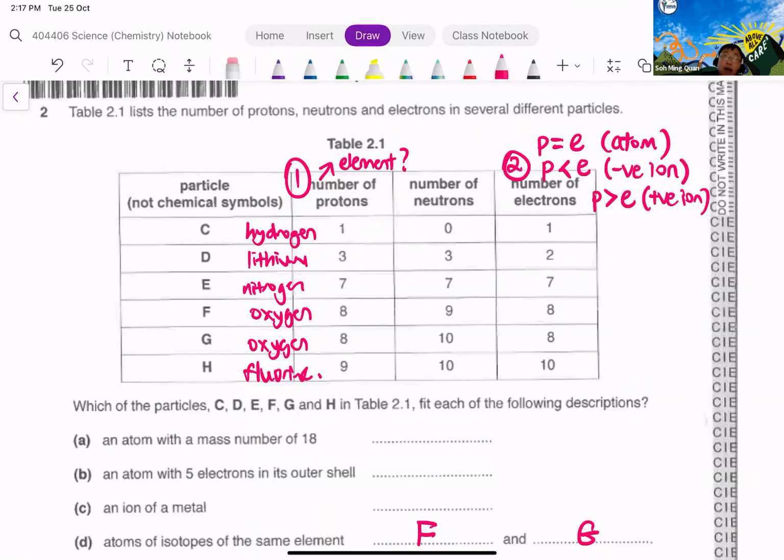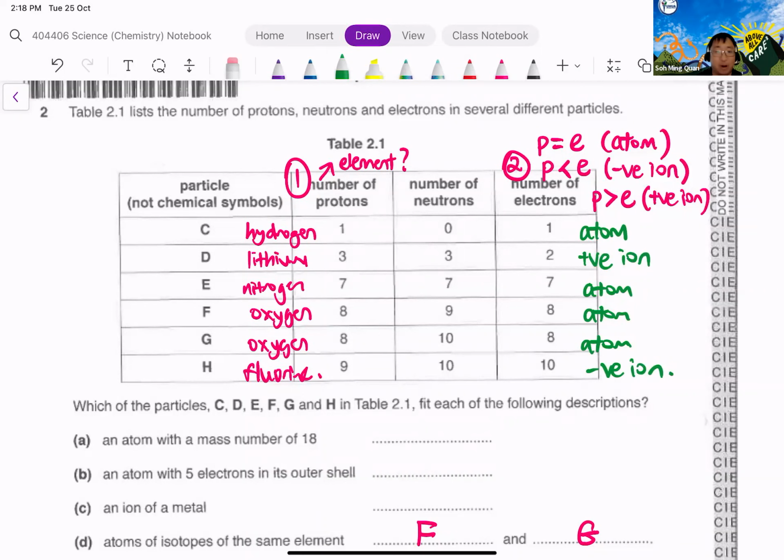So now you have to go down the list and see whether it's an atom or an ion. So once you do that, you realize that the first one is an atom. Second one is the positive ion. The third one is atom. Fourth one, fifth one also atom. And the last one is a negative ion.